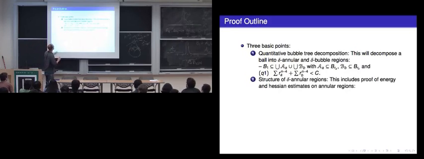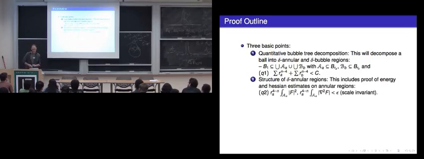The majority of the work is actually proving that these annular regions in higher dimensions basically satisfy exactly the properties we just wrote down for these guys. Namely, that their energy is actually small, right? And if you want, their L1 Hessian is also small. So this is the majority of the work.